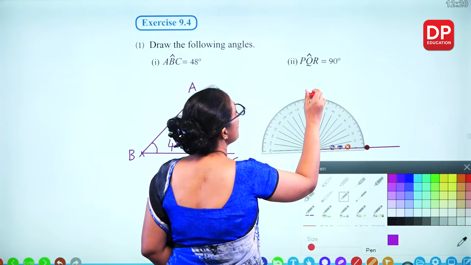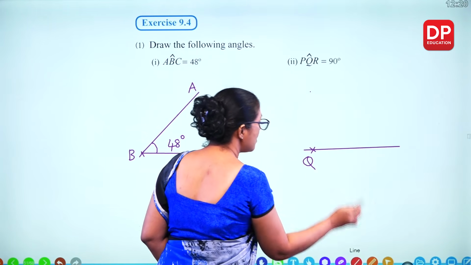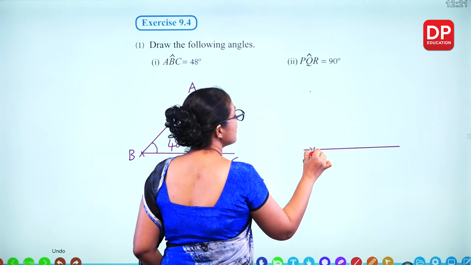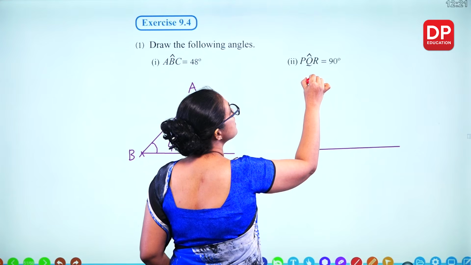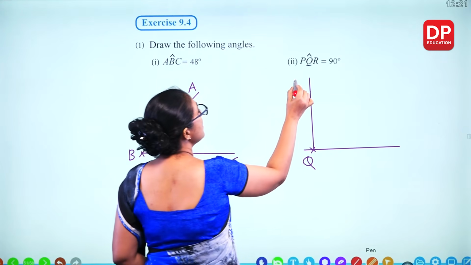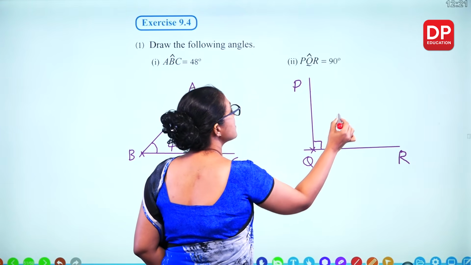90-degree angle and mark it here. This is the point. And now take the ruler and connect it. So angle PQR, that's 90 degrees.